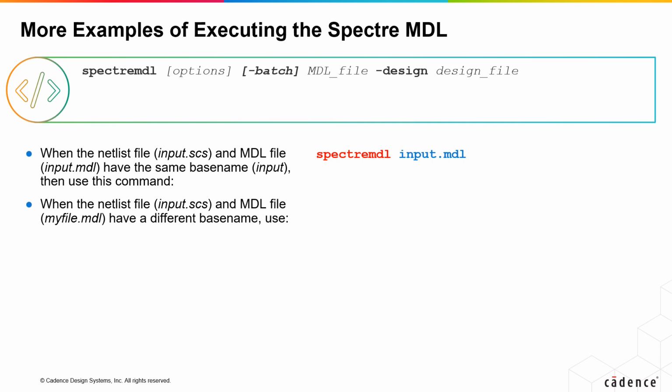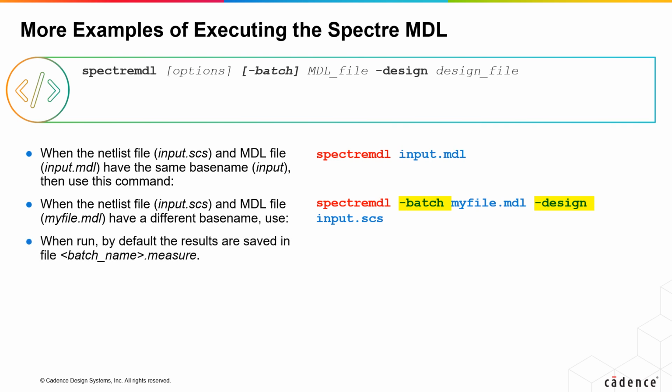But if the Spectre netlist file and MDL file have two different base names, like input.scs and myfile.mdl, then they can be run using the following command with design and batch switch options. Here, by default, when you run using the spectremdl command, all the measurement results are saved in a file with batch name.measure. So for a netlist file input.scs and MDL control file input.mdl, the default measure file will be input.measure.